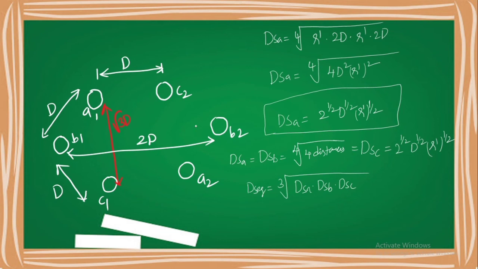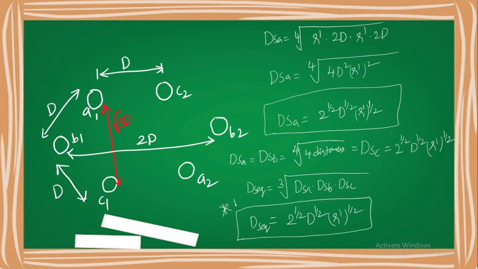For this symmetrically spaced double circuit line, DSA is equal to DSB is equal to DSC. Cubed root of this will give also the same value. So you will get 2 power 1 by 2, D power 1 by 2, R dash power 1 by 2. This is the DS equivalent value. Now use these two expressions.